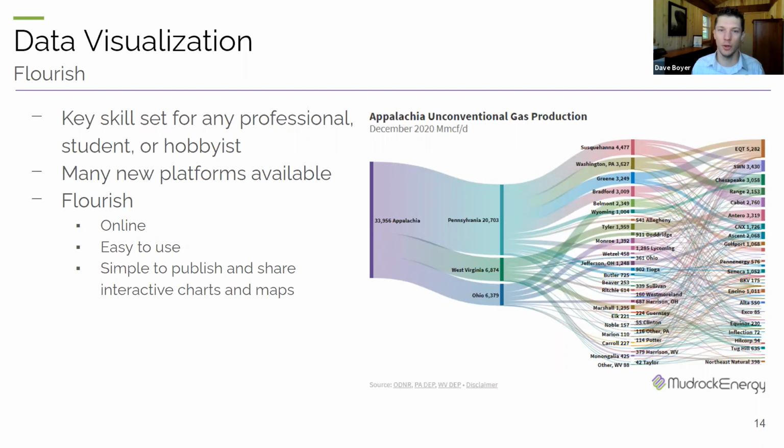And so here's a quick example of Appalachia unconventional gas from 2020. This is obviously not an interactive version, but on my website, you can come in here and zoom in and say, if I want to know where Encino's gas is coming from, you can highlight on this and see all the different counties where Encino is producing. And that's just a simple Sankey diagram.